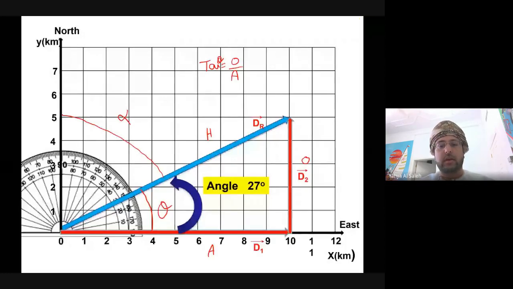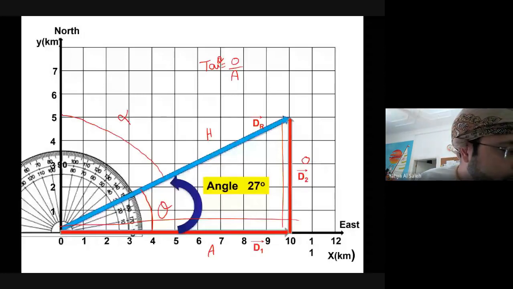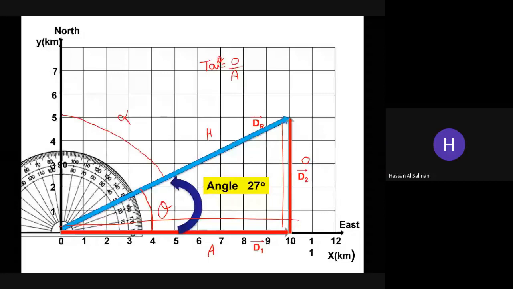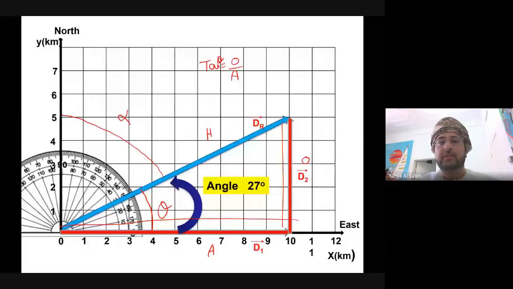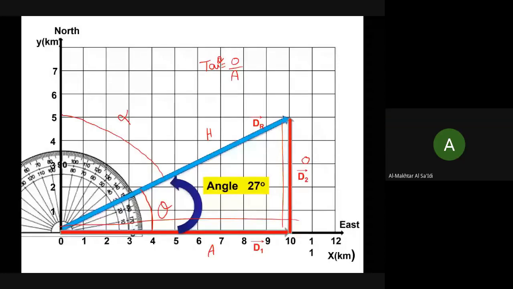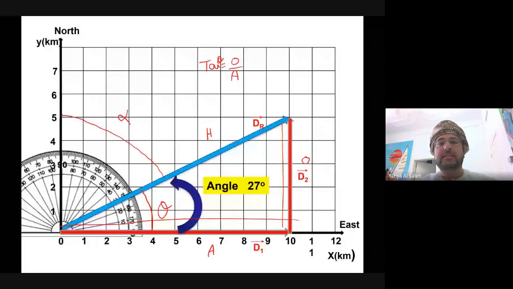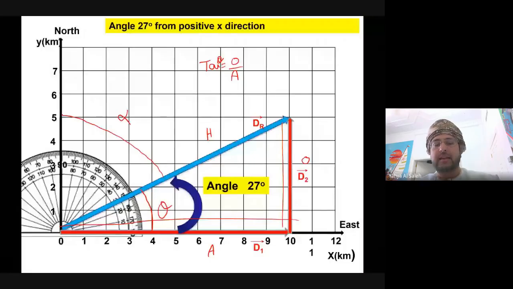Okay, so this is 5 and this is 10. Tan inverse of 5 over 10 will give me 26.6. But that's not enough. Saying angle 27 degrees is not enough. I need to be very, very explicit, that it is 27 degrees from the positive x direction. Or if I use the angle alpha, then I need to be very explicit that it is blah degrees from the positive y axis.